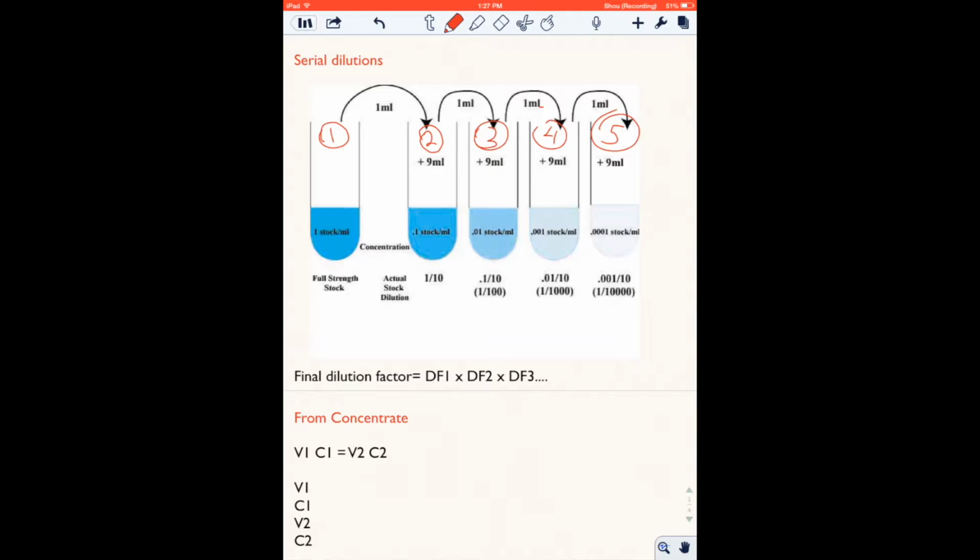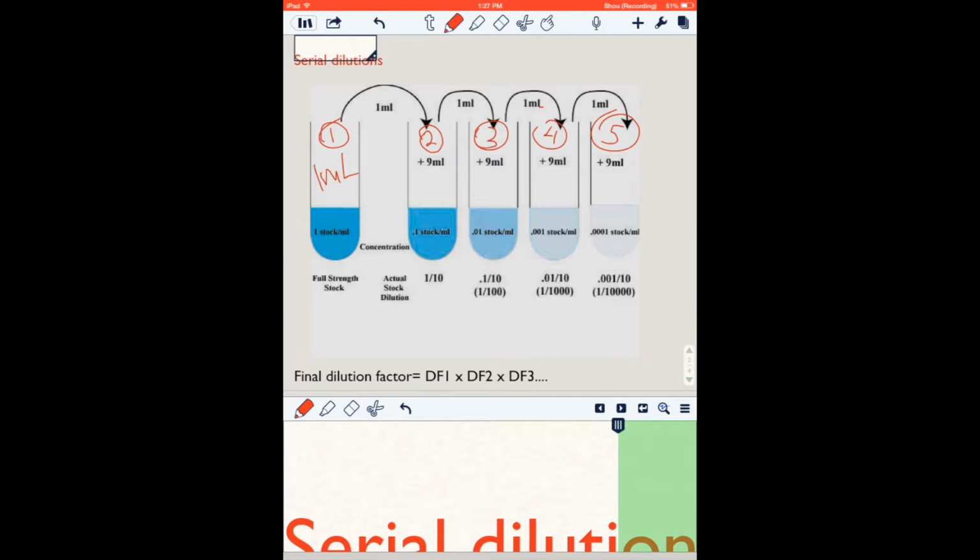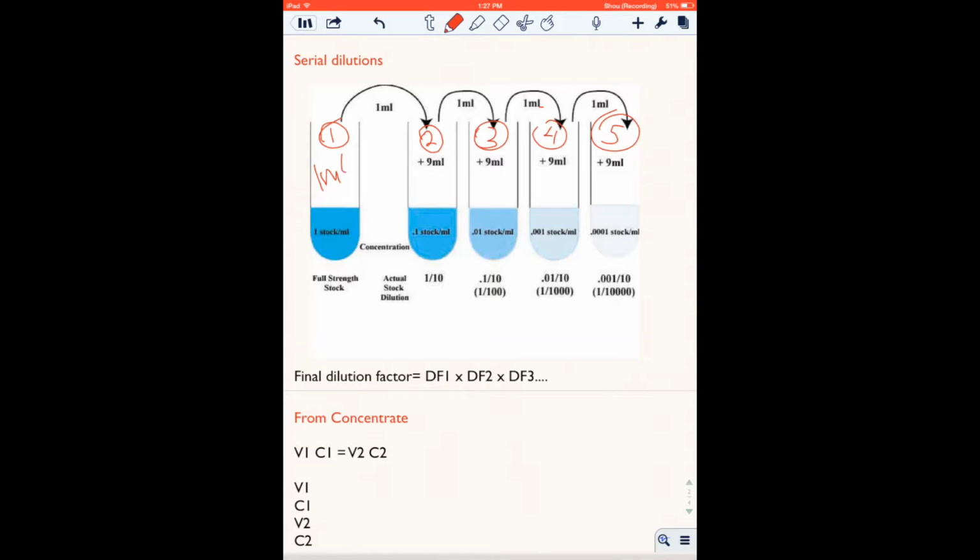What you would do to perform serial dilution is you would pipette 1 mL from tube 1 straight into tube 2. You'd mix it around so that it's homogeneous. You can do this with a pipetting technique. You flush your pipette tip in and out while you spin. You sort of stir it around to mix it.